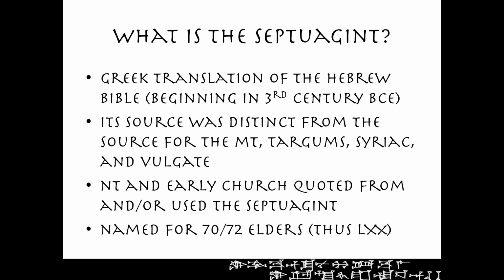Tradition has it that it was named for the 70 or sometimes 72 elders that translated it, and thus if you see the Roman numerals LXX, that's the Septuagint for 70.